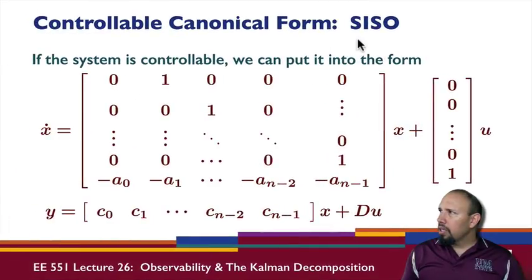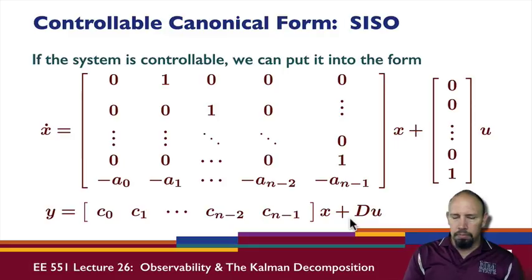Now, in the single input, single output system, if our system is controllable, we can put it into controllable canonical form. Okay, so this is a standard form. Here's my A and my B, and in general, I'll get this C matrix and D. So we want to check now to look at the observability. How does the observability relate to this controllable canonical form? The system is already controllable, so the question is, is it observable?